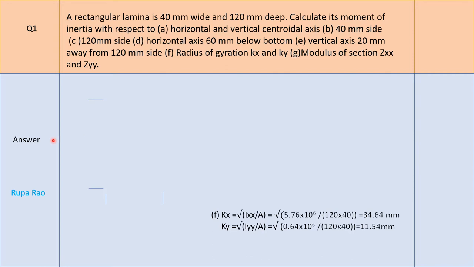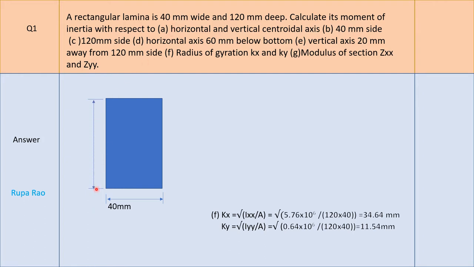Now let us see how the rectangular section is. Now this is a rectangle and here this is the width, 40 mm wide, and this is the depth, 120 mm deep. This is the depth of the rectangle. Now we first want to calculate the moment of inertia about horizontal and vertical centroidal axis. So let us see the centroidal axis. Now this is the axis xx, horizontal centroidal axis. This is the vertical centroidal axis yy.